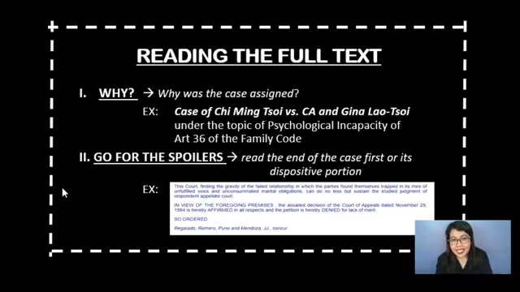So ako, when I was still a student, I usually read the dispositive portion if I am in a hurry and the case is lengthy.